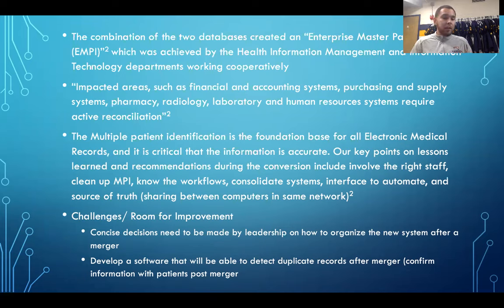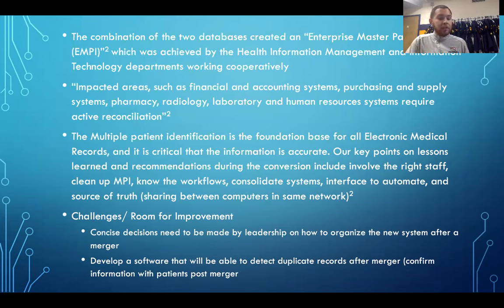The key points on lessons learned and recommendations during the conversion include the right staff, cleanup of the MPI that we talked about, the patient identification, knowing the workflows, consolidate systems, interface to automate, and source of truth. And the source of truth is just sharing between computers in the same network. So all the computers in the hospital need to be able to work together cohesively and seamlessly, so that way it's less troublesome on IT problems.